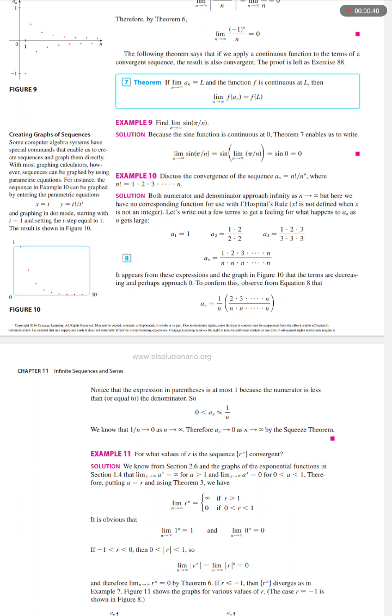Example 9. Find the limit as n approaches infinity of sine of pi over n. Solution. Because the sine function is continuous at 0, theorem 7 enables us to write the limit as n approaches infinity of sine of pi over n equals sine of the limit as n approaches infinity of pi over n. So sine 0 equals 0.